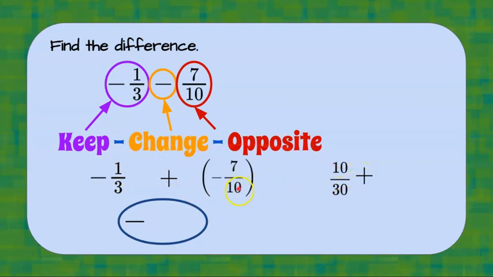Now let's change the second. 10 is going to become 30, which is times 3. 7 times 3 is 21. Now that I have a common denominator, I'm going to add my numerators. 10 plus 21 is 31. 31/30ths, and remember it's negative because I made my plan. So I did not forget to add my negative sign. If you answered -1 and 1/30th, I would accept that as well.